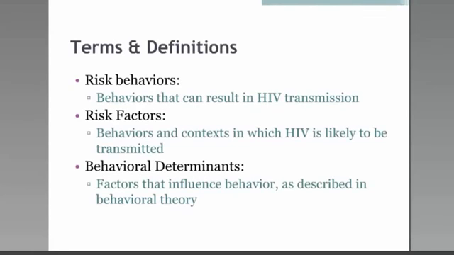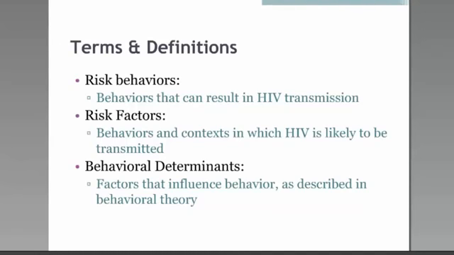So just a few terms and definitions as we move forward. If you hear us talk about risk behaviors, those would be behaviors that result directly in HIV transmission, such as sex without condoms or sharing needles and works for injection. And of course, mother-to-child transmission is a risk behavior. However, that is not a behavior that is typically addressed in behavioral interventions.